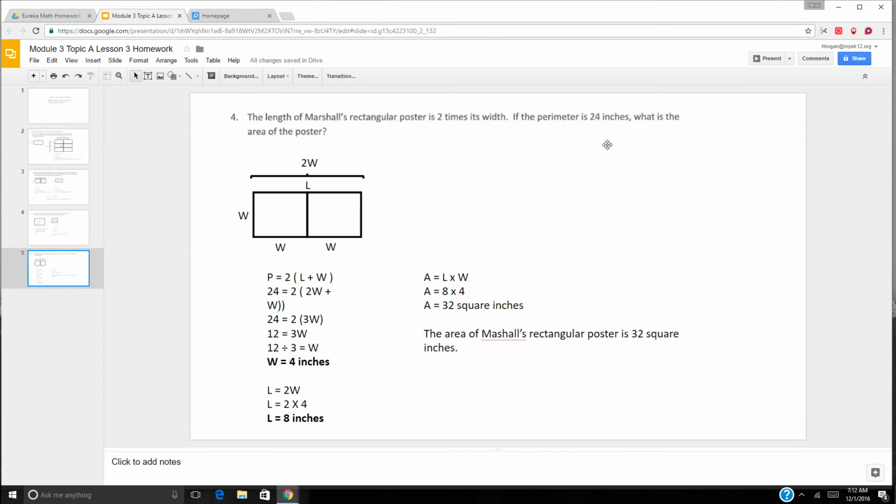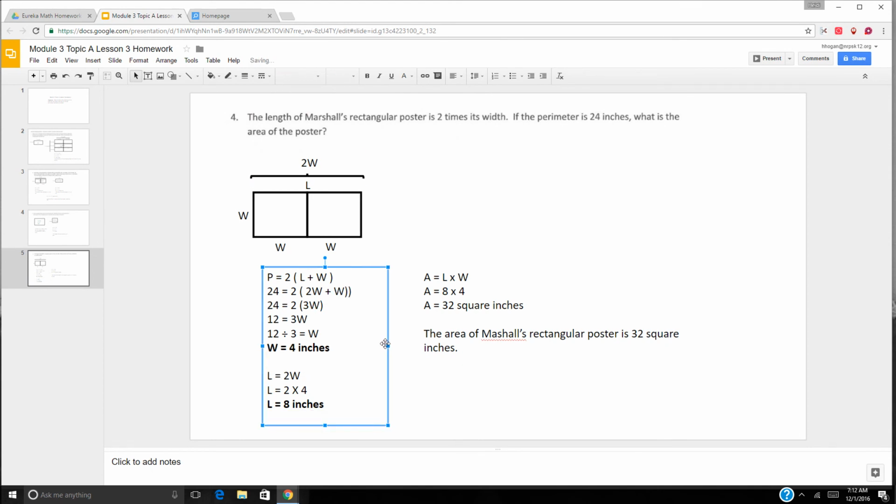And if the perimeter is 24 inches, what is the area? So first we have to find what the length and the width are, to figure out how we can multiply them.